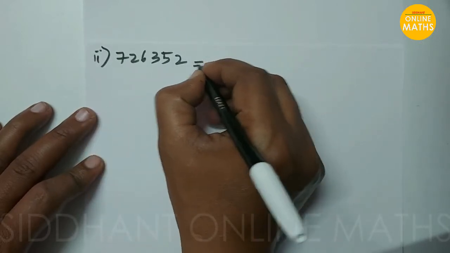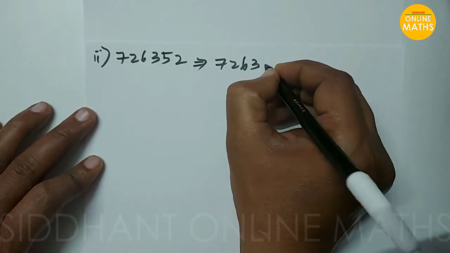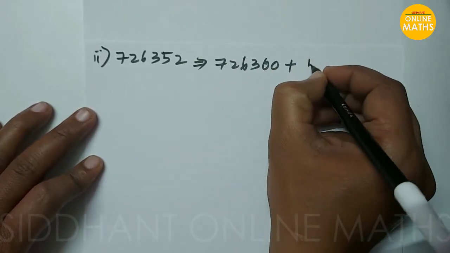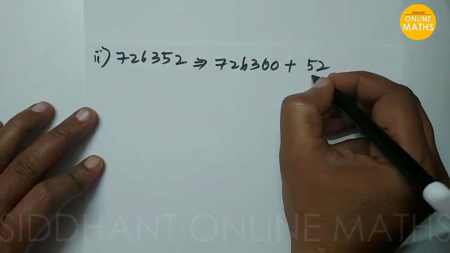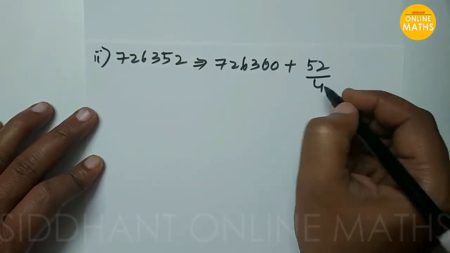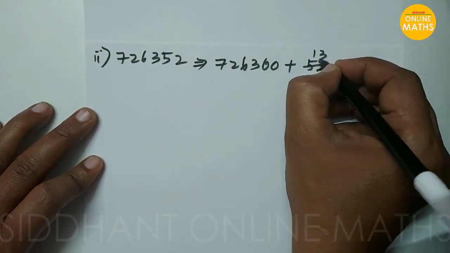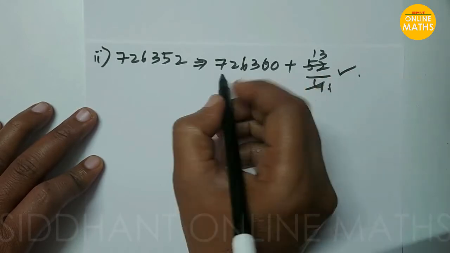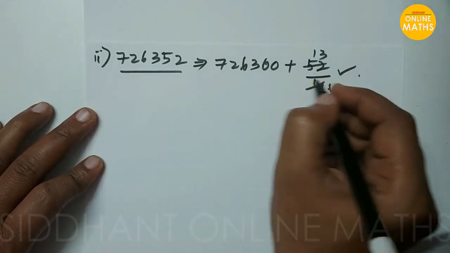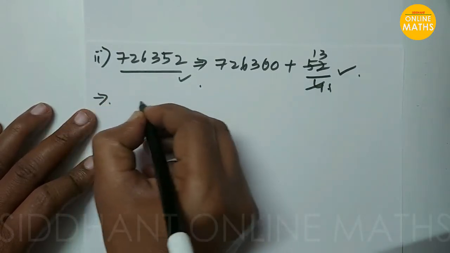So this can be written as 726,300 plus 52 here. So now we are going to check whether this 52 is divisible by 4 or not. Now 4 ones are 4, 4 thirteens are 52, so it is exactly divisible by 4 here. Then we can say this whole number is divisible by 4 here. So let's check with 8 here.